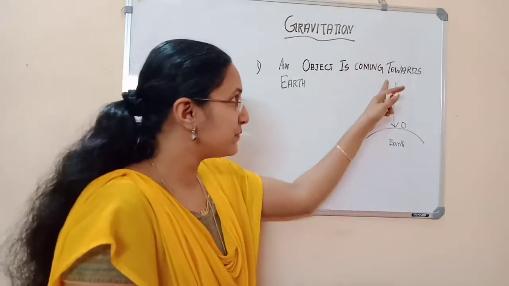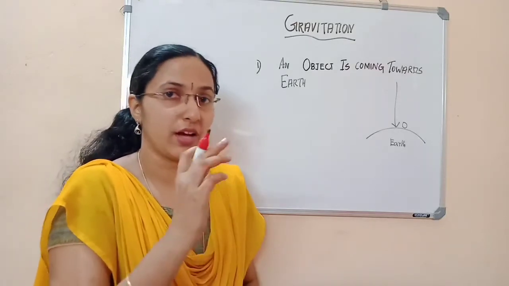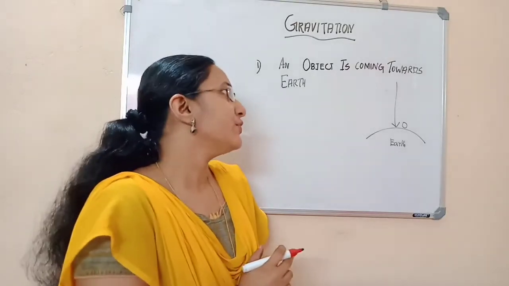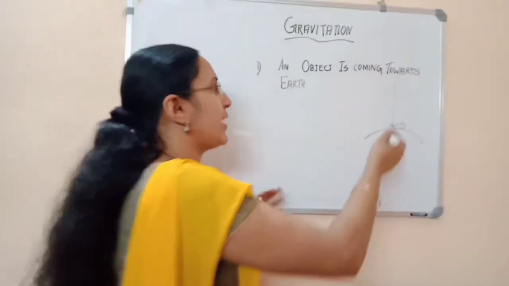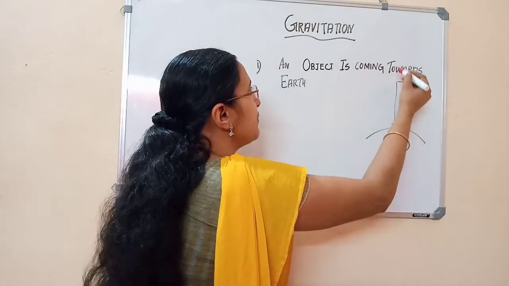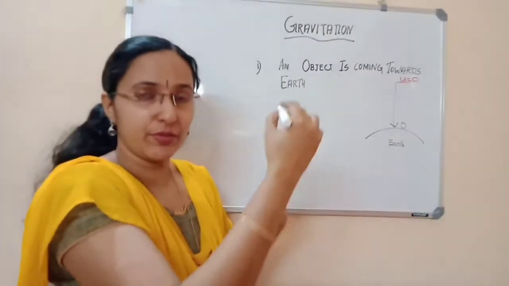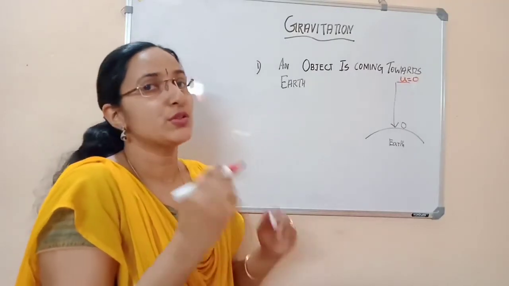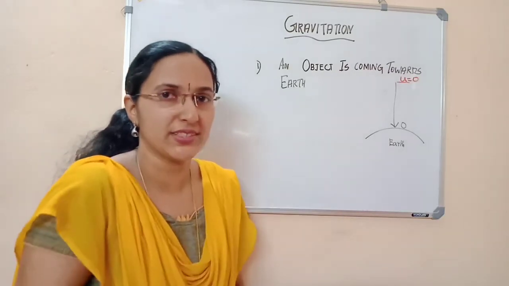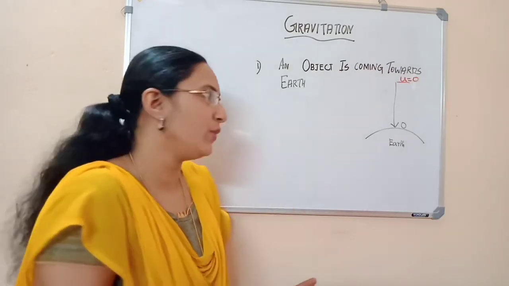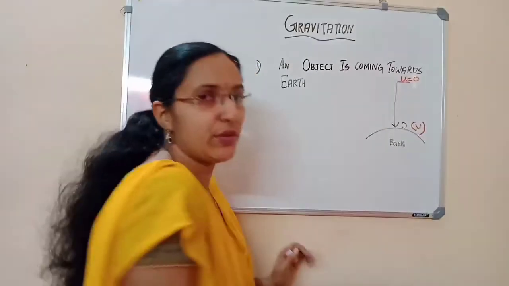Here in the diagram, an object is coming towards the earth. So we have to try to convert this into equations of motion. First we can think about the initial velocity at the start. The object starts from the maximum height and comes towards the earth, so its initial velocity is 0. You must understand, if an object is coming towards the earth, its initial velocity is 0, and when it reaches the earth, it has a final velocity.